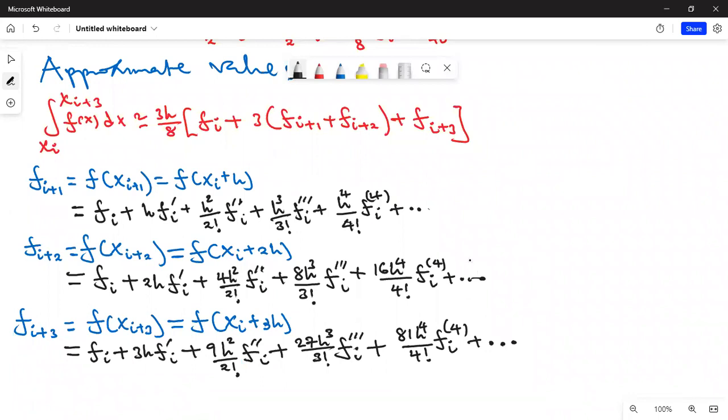Now let's substitute them back into this equation. So that is 3h over 8. Then you take f i plus 3, replace the value you got here and also the value you got here and the value you got here. So when you substitute and you simplify, this is what you need to get. So you can just say that therefore, remember we are substituting back, the integral from xi to xi plus 3 of f of x dx.